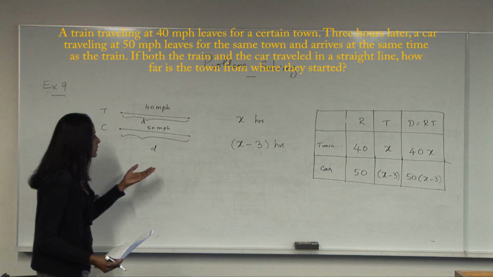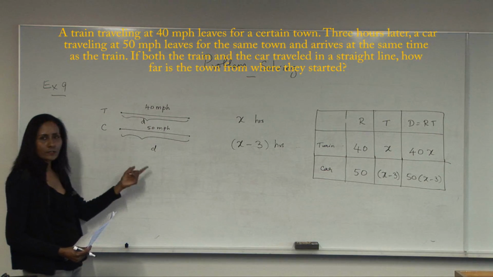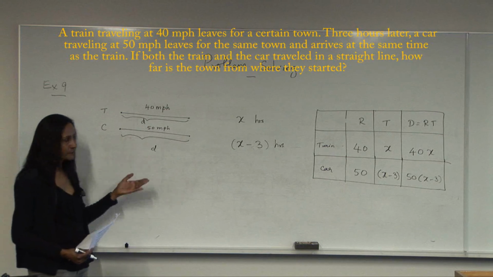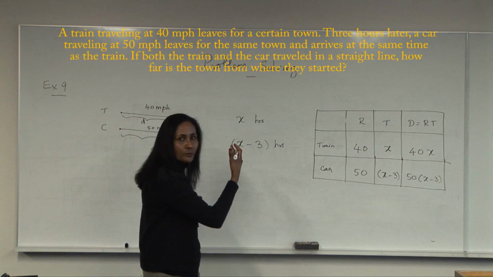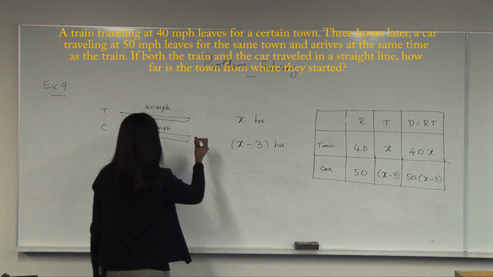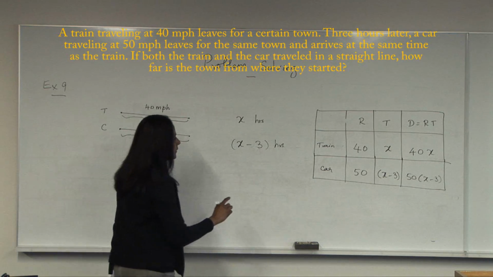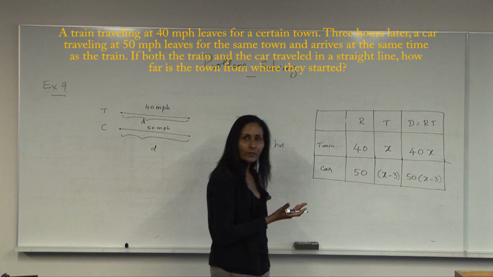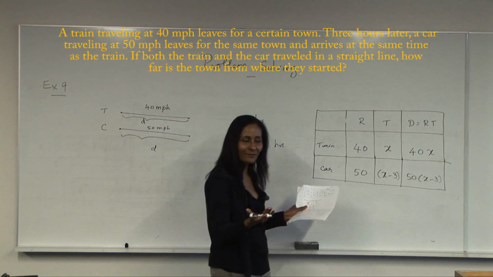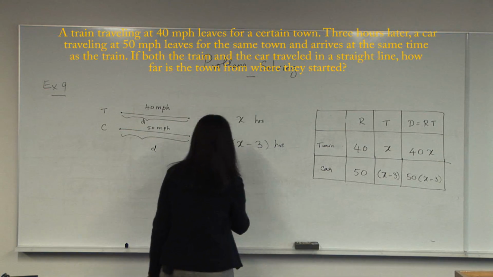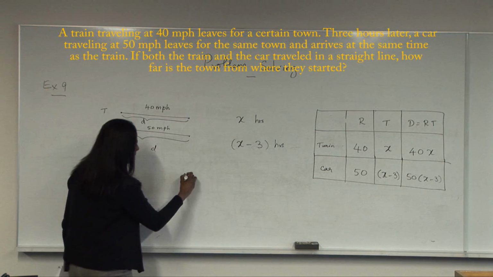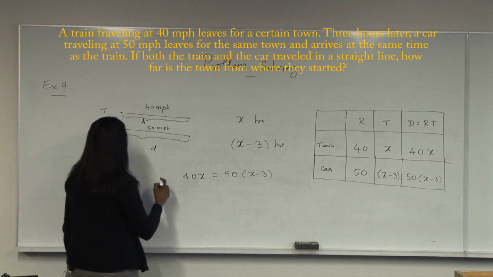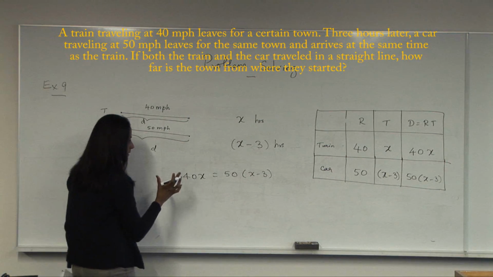And just now we talked about the distance. The distance is going to be the same for the train and the car, from the starting point to the point where they stopped, right? So, the distance here is the same as the distance there. So, what do we have to do? Equate, because they are the same. So, let me write it here: 40x is equal to 50 times x minus 3, because the distance is the same.